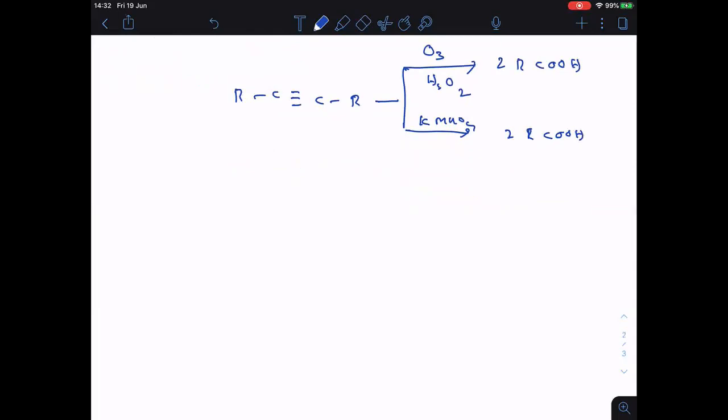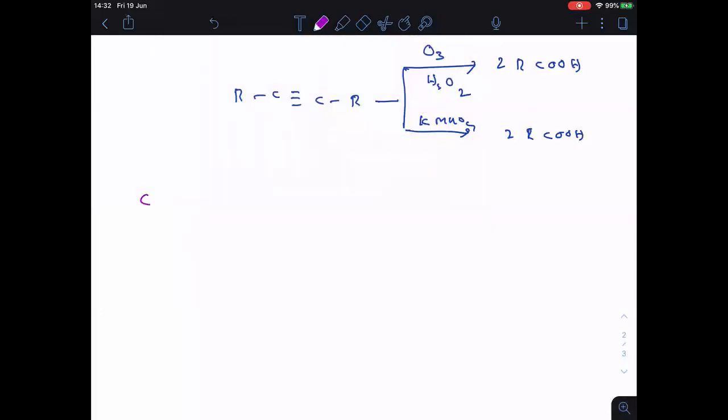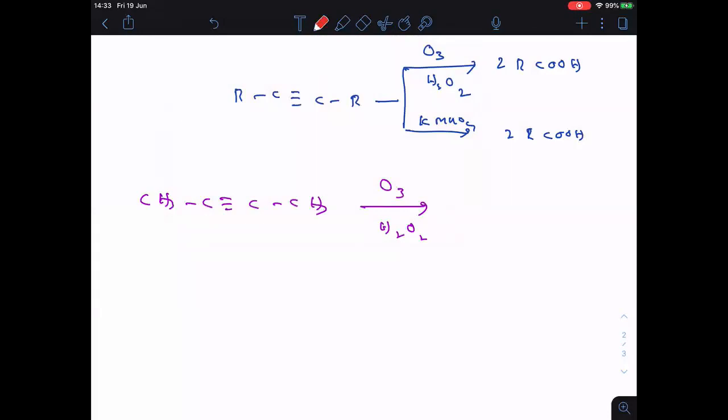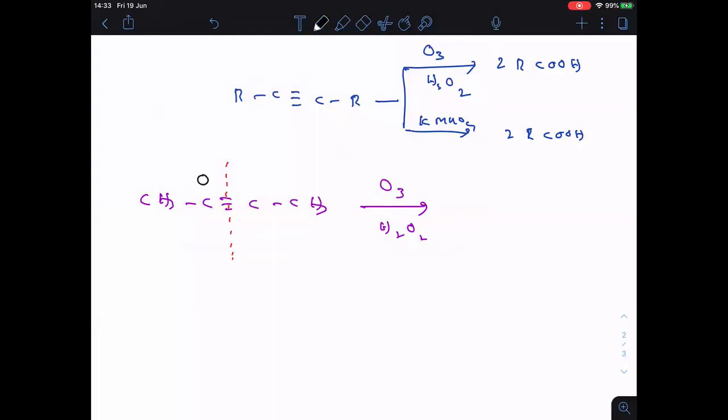Completed, everyone? Now, let us take some examples here. You see here CH3, C, triple bond, C, CH3. So when this undergoes ozonolysis with H2O2, first what you do, break the bond here. After breaking the bond, give one oxygen here, one oxygen here.